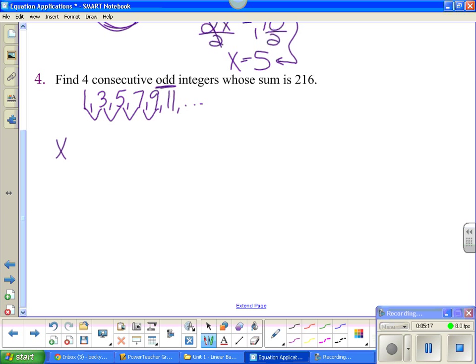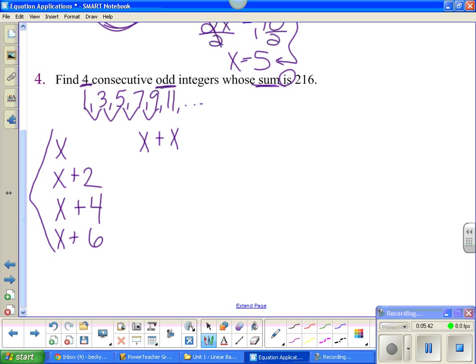So if my first one's x, my next one's not going to be x plus 1. It's going to be x plus 2. Then my third one's going to be x plus 4. And I have 4 numbers, so I need one more: x plus 6. So these are my 4 consecutive odd numbers, and the sum of all of them equals 216. So I have to add all 4 of these together. So the first one plus the second one plus the third one plus the fourth one equals 216.